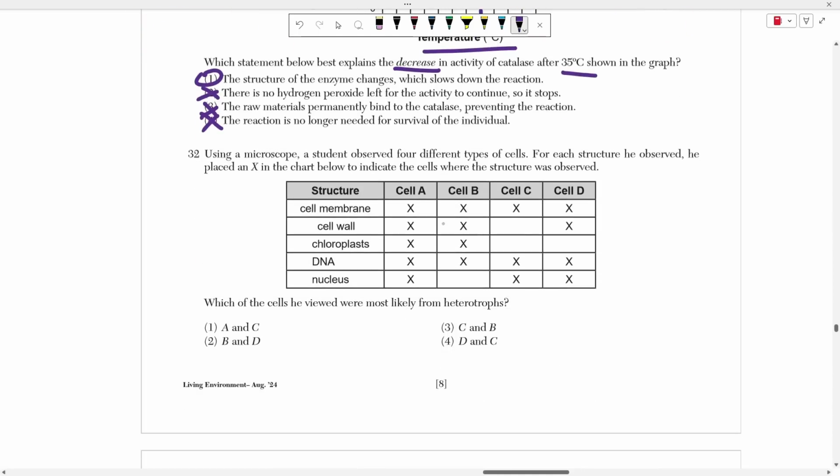32 says, using a microscope, a student observed 4 different types of cells. For each structure he placed an X in the chart below to indicate the cells where the structure was observed. So we have cell membrane, cell walls, chloroplast, DNA, and nucleus. Which of the cells he viewed were most likely from heterotrophs?